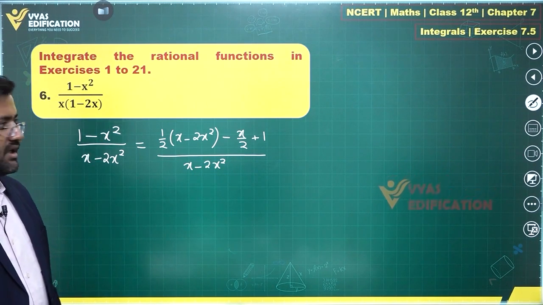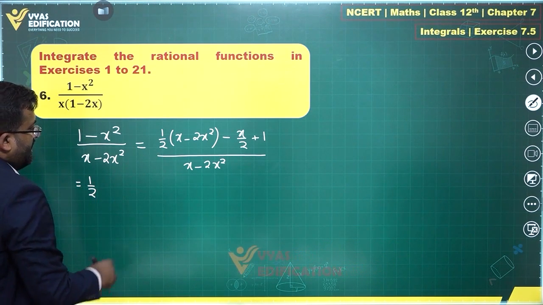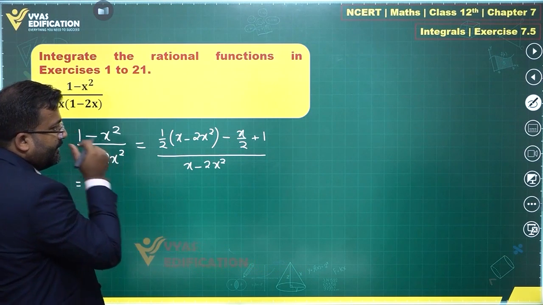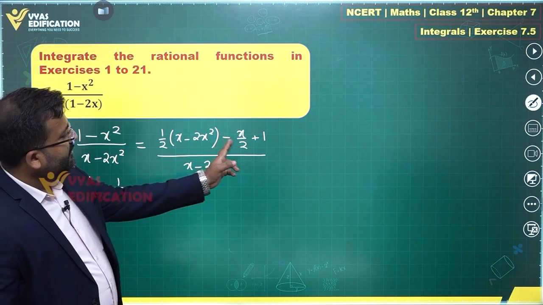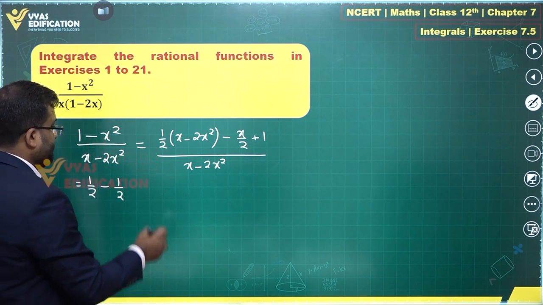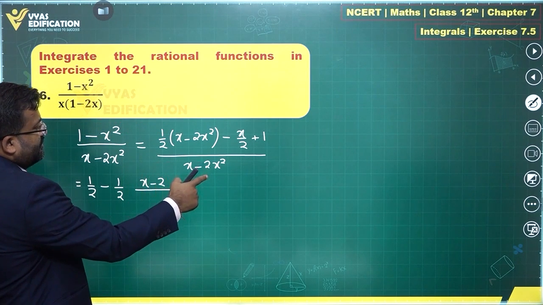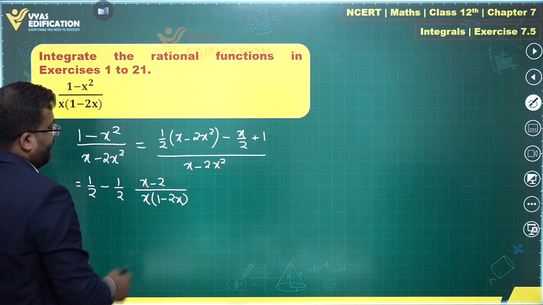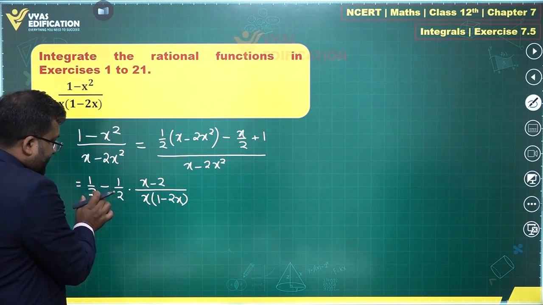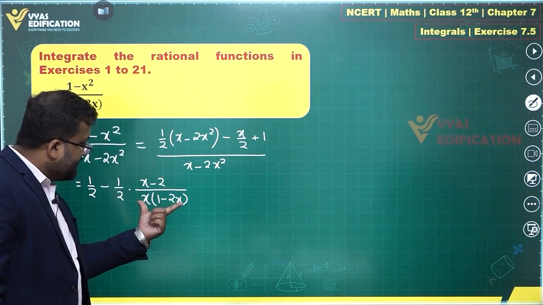Is that okay? Yes. Now dividing this becomes 1 by 2 separately. And let's take a minus 1 by 2 common over here. So minus 1 by 2 will make it (x minus 2) in the numerator. In the denominator, you have x minus 2x square, which can be written as x times (1 minus 2x) again. Okay, so this is one term. The integral of half is pretty simple. The integral of this expression has to be found.